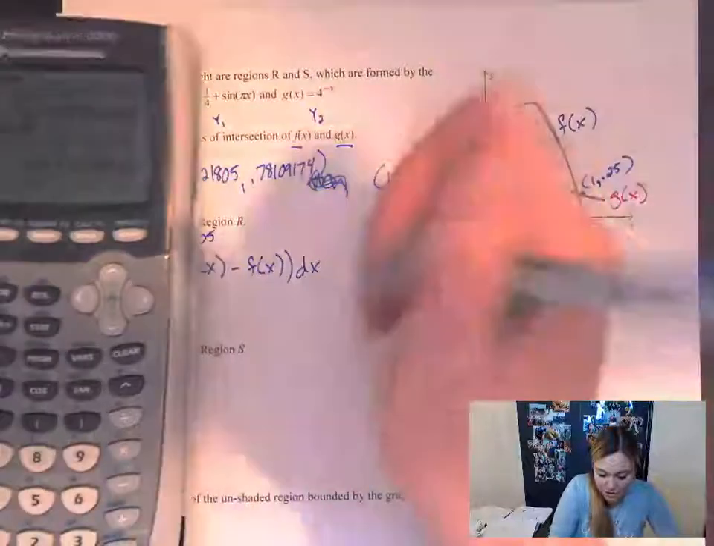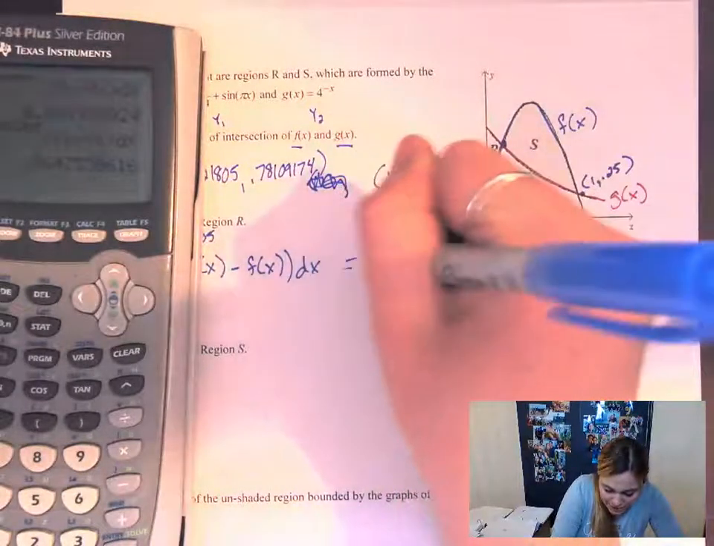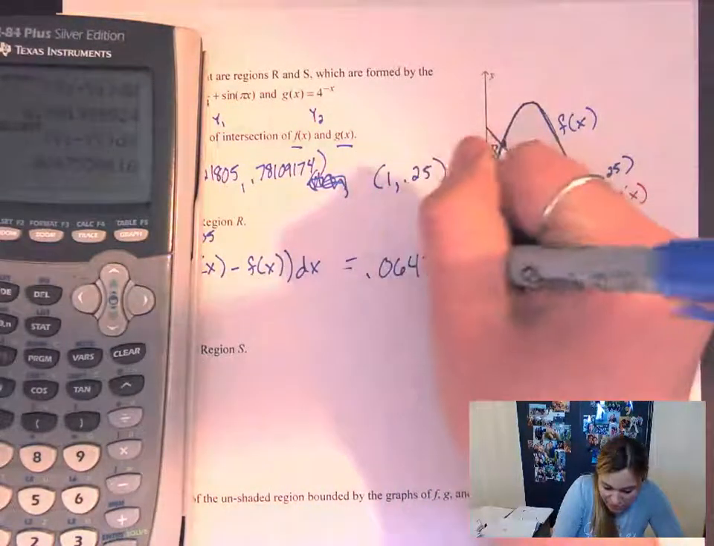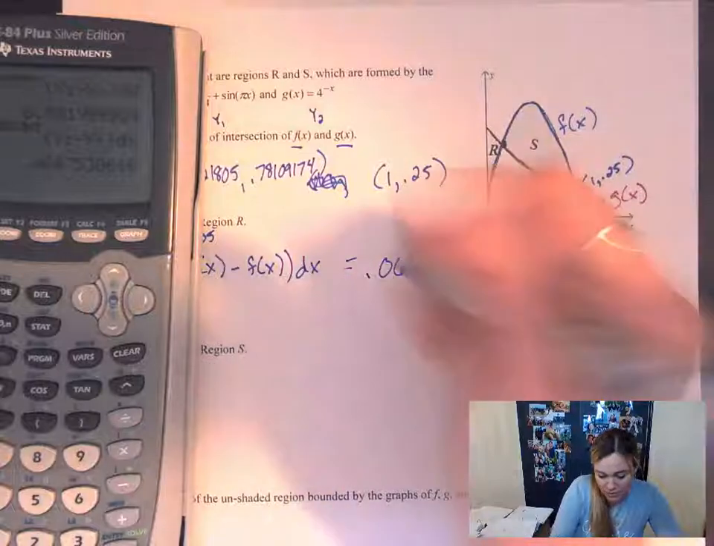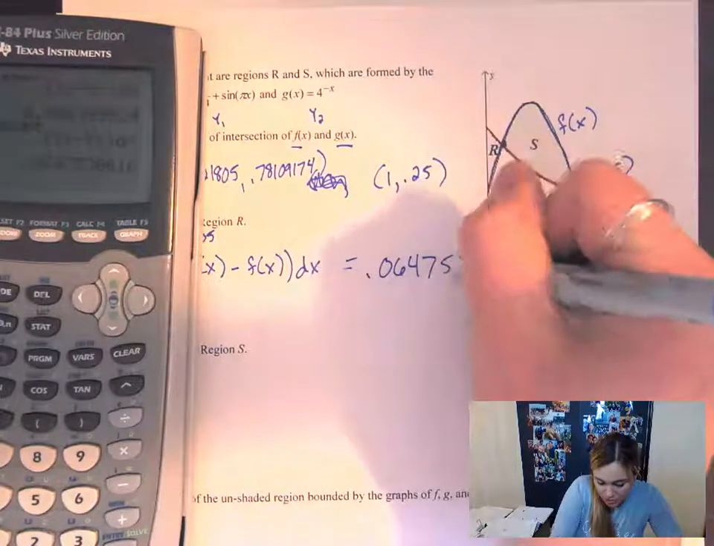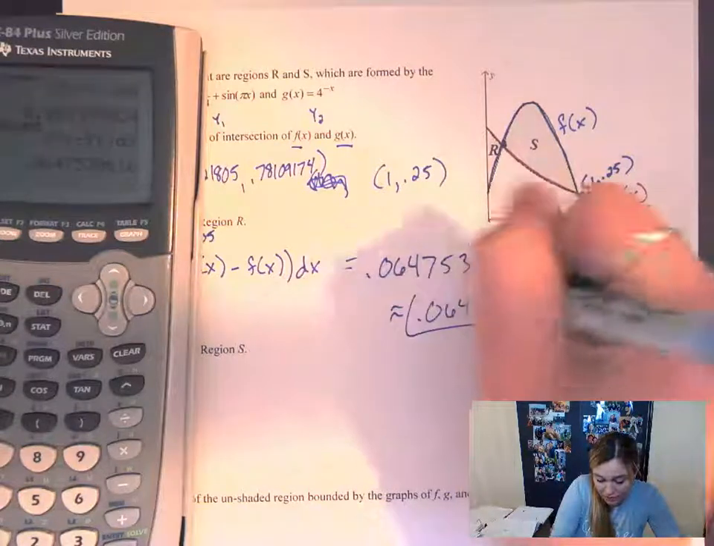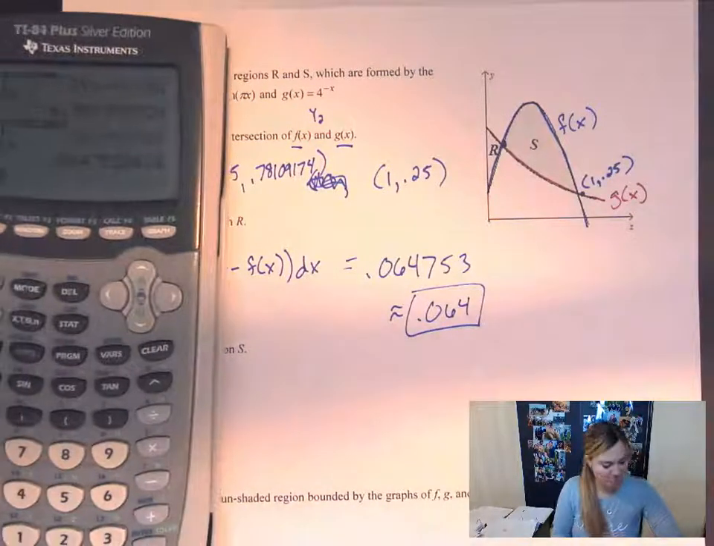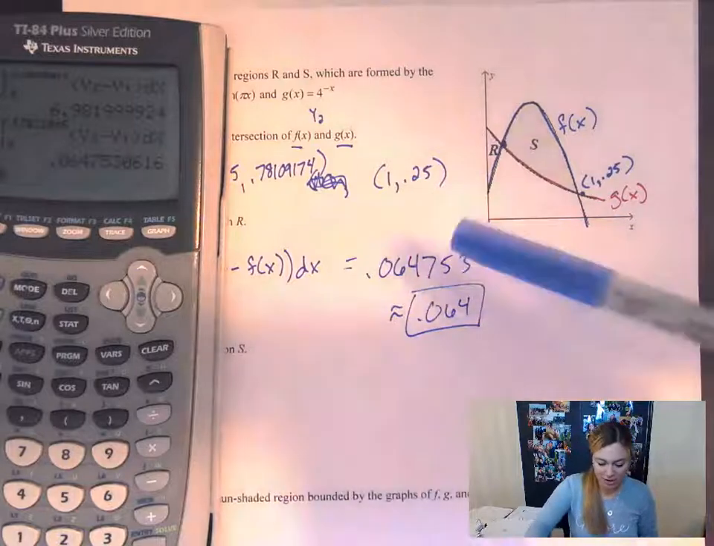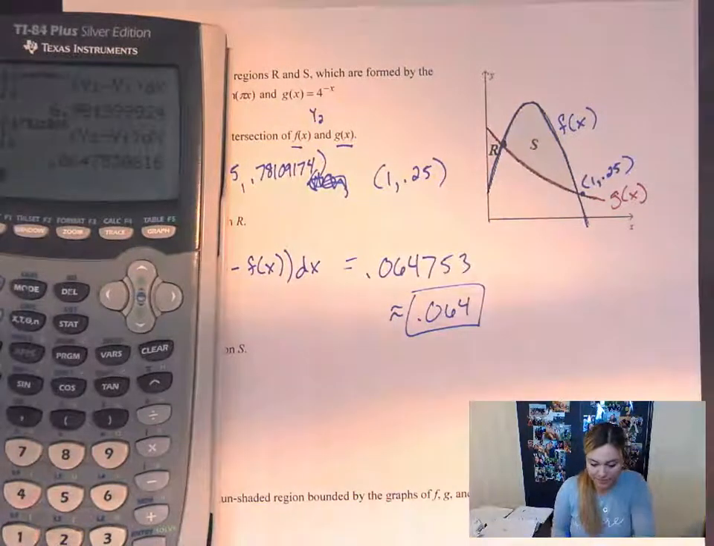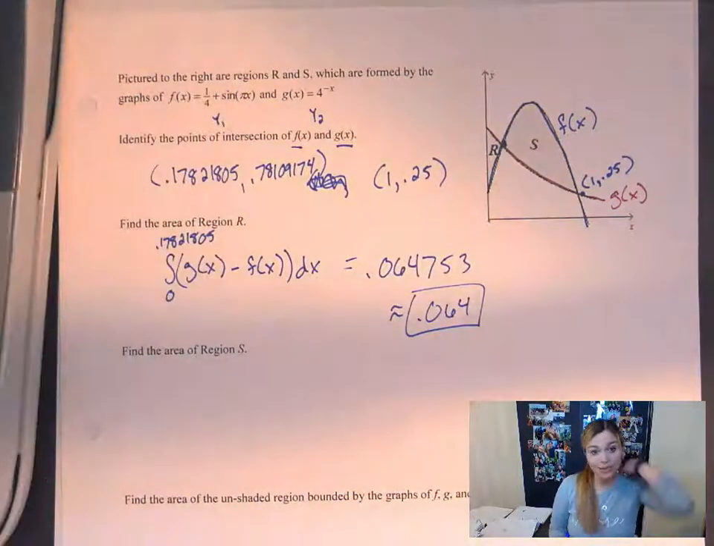And you should get 0.064753, or approximately 0.064 or 5. You can truncate it or round it here. Truncate it just means cut it off after 3 places after the decimal. Okay, now we did this one.